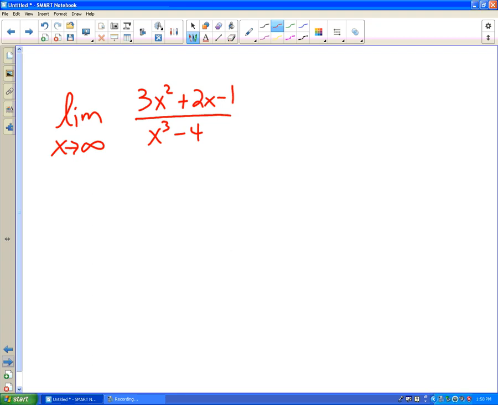All right, so remember what I told you to do in these situations? What should I divide everything by here? Divide everything by x cubed in this case. So we're going to rethink this as x approaches infinity.